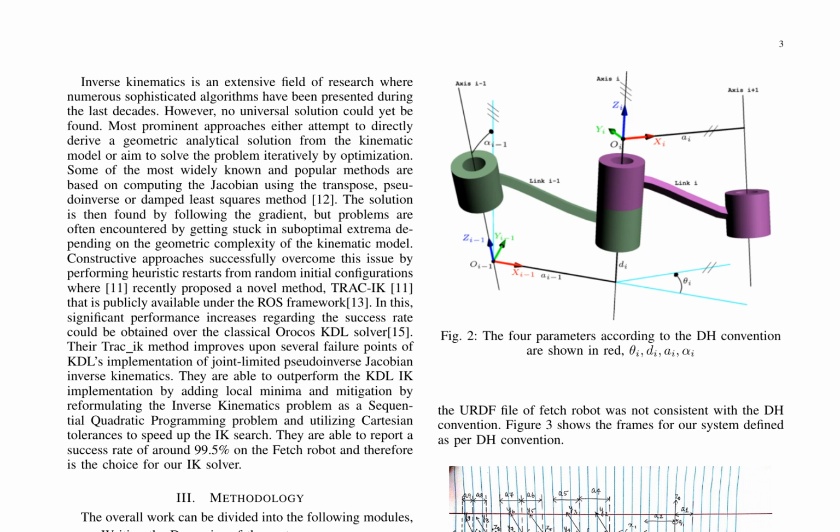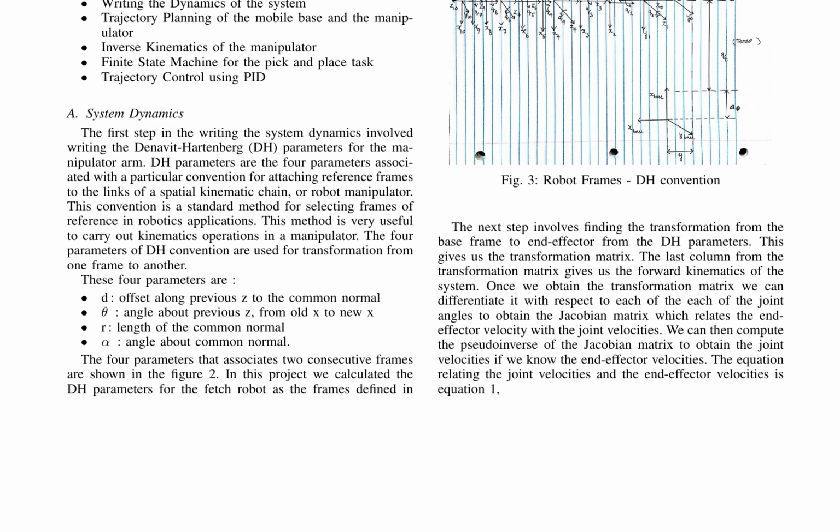solver. This work consists of 5 modules: writing the system dynamics, trajectory planning, inverse kinematics, finite state machine for the pick-and-place task, and trajectory control using PID. The system dynamics involve writing the Denavit-Hartenberg (DH) parameters for the manipulator arm. These parameters, consisting of the offset along the previous z to the common normal, the angle about the previous z, the length of the common normal, and the angle about the common normal, enable transformations between frames.